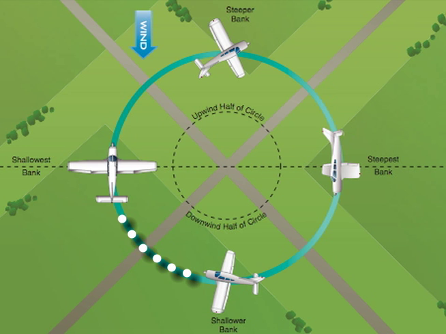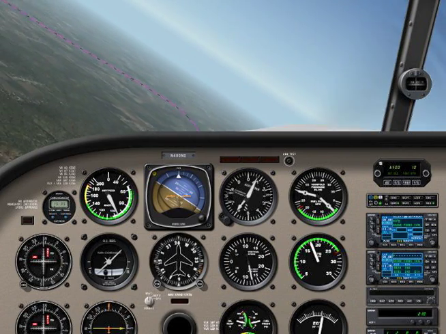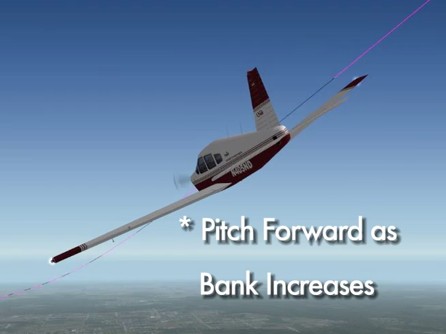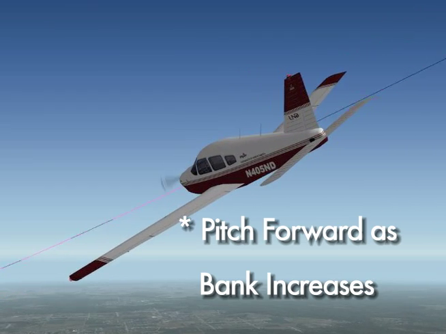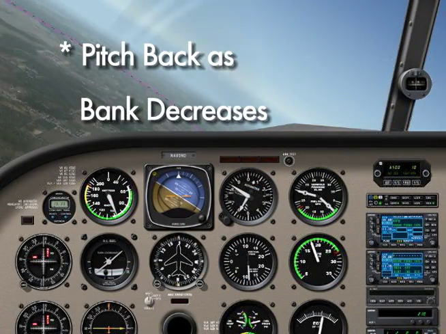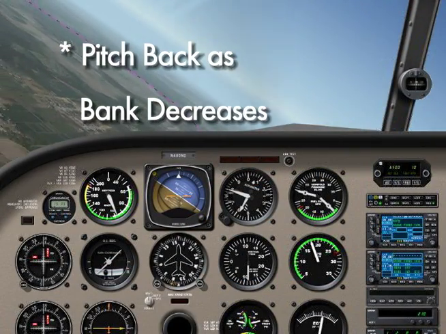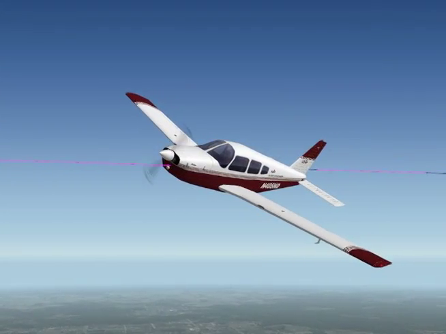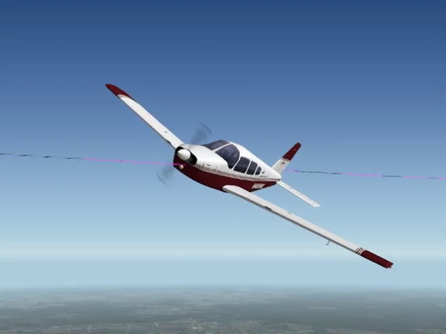In contrast to turns around a point, the pilot must vary pitch attitude to maintain a constant airspeed throughout the entire maneuver. As bank is increased, pitch must be brought forward to maintain airspeed, but as bank is decreased, pitch must be brought back smoothly to maintain that same airspeed. The pilot should continue these smooth control inputs for the rest of the maneuver in order to accomplish 3 complete turns.